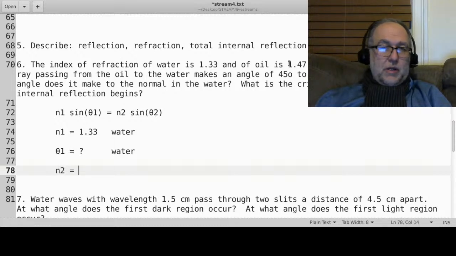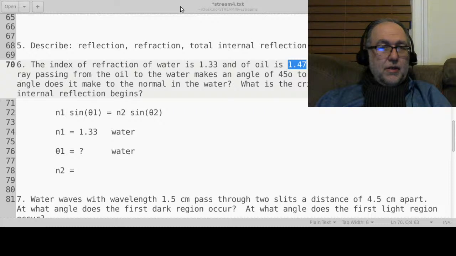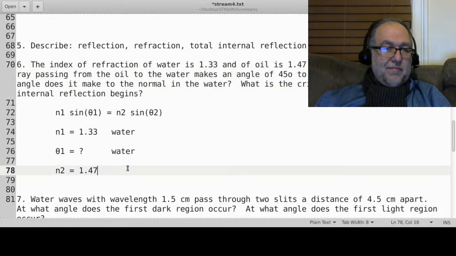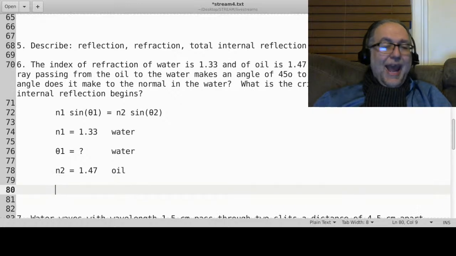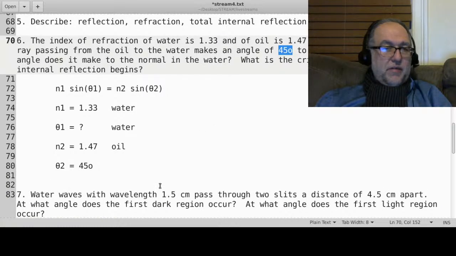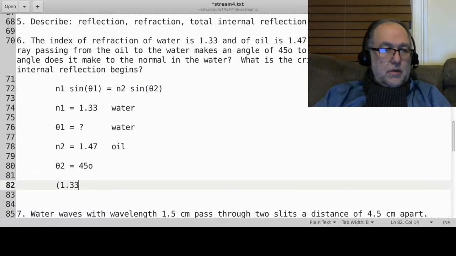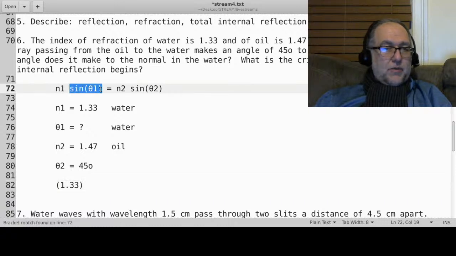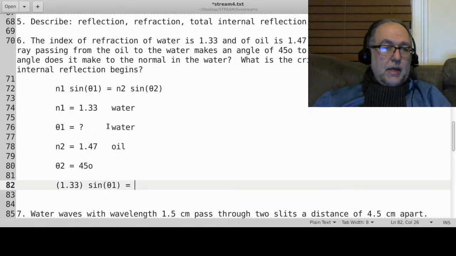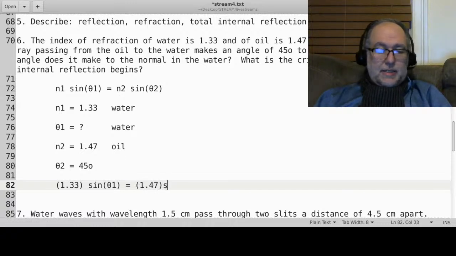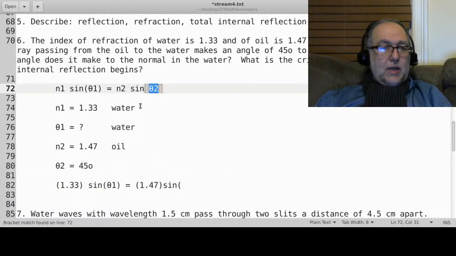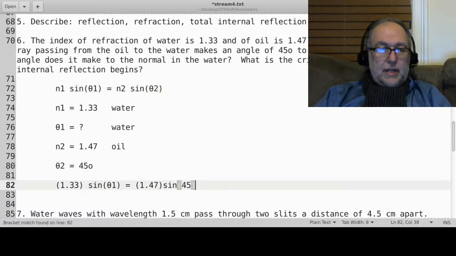n2 is for the oil, and the index of refraction there is 1.47. The angle to the normal in the oil is, I said, 45 degrees. The rest of it is just a matter of plugging in. For n1, 1.33, sine theta 1, we don't know theta 1. And then over here for n2, we have 1.47, times sine of the angle in the oil, 45 degrees.